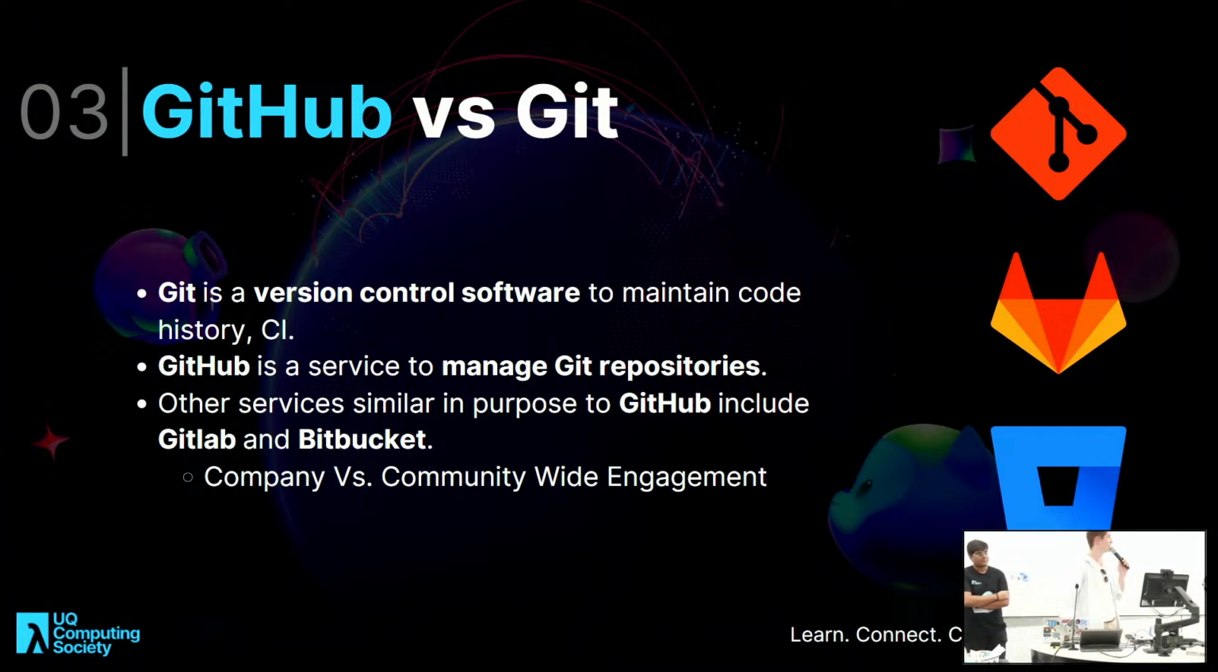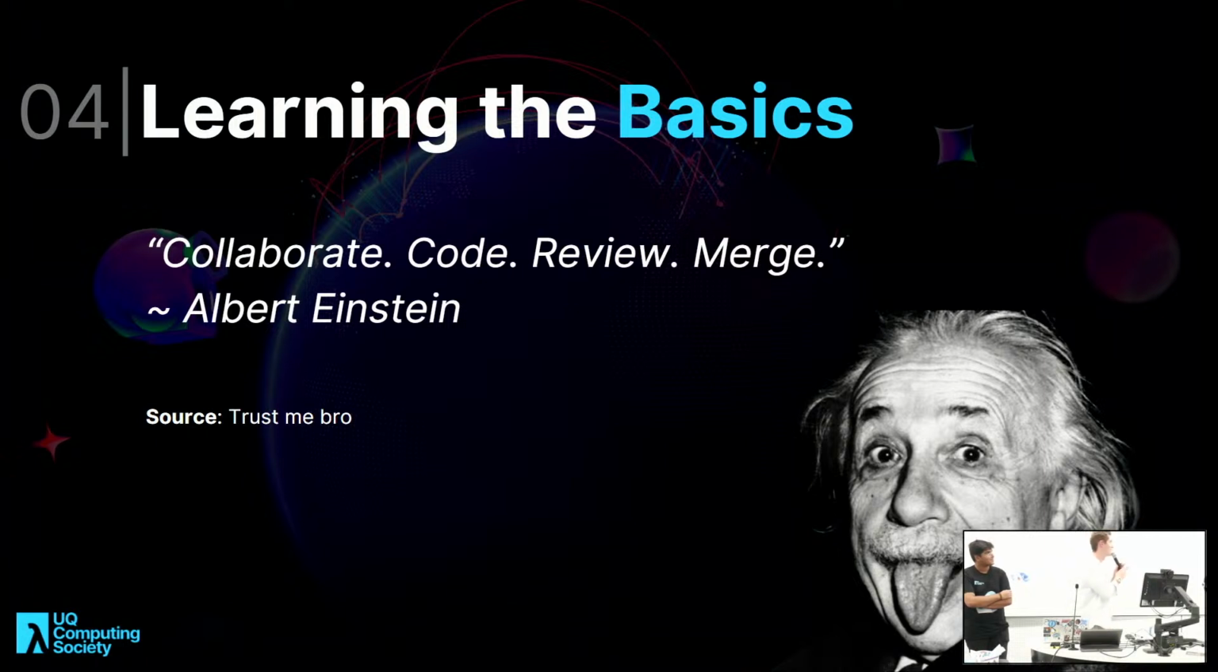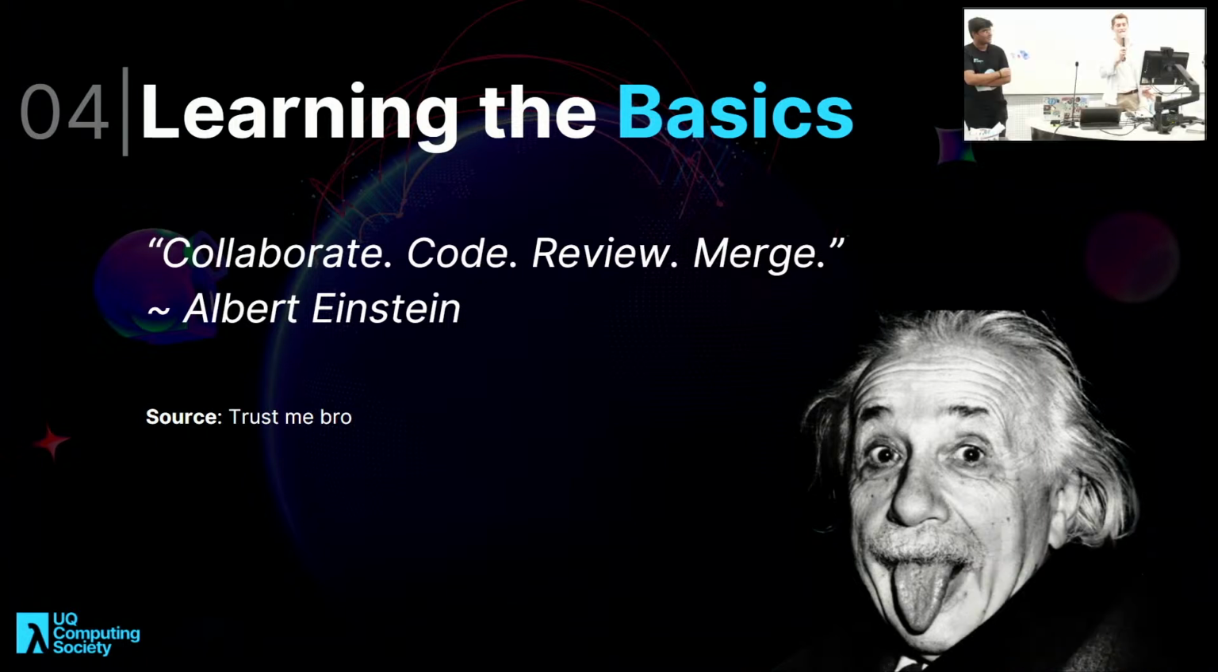But back to our Lord and Savior, Octocat, GitHub's mascot. So first off, let's get into learning the basics. Collaborate, code, review, merge, Albert Einstein, source, trust me, bro.